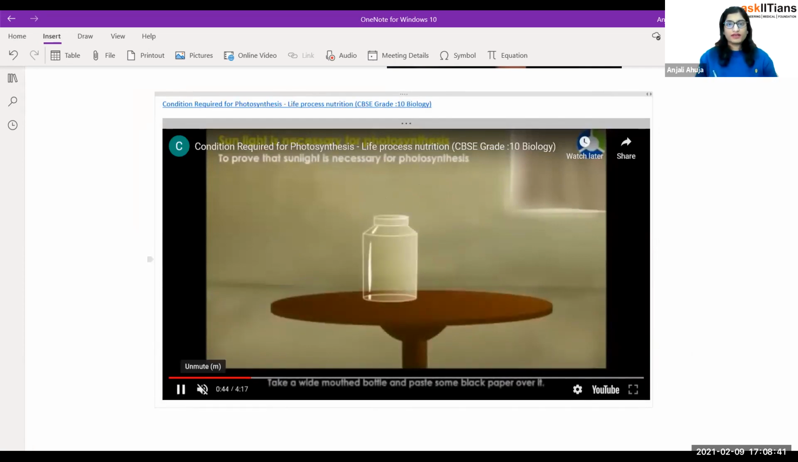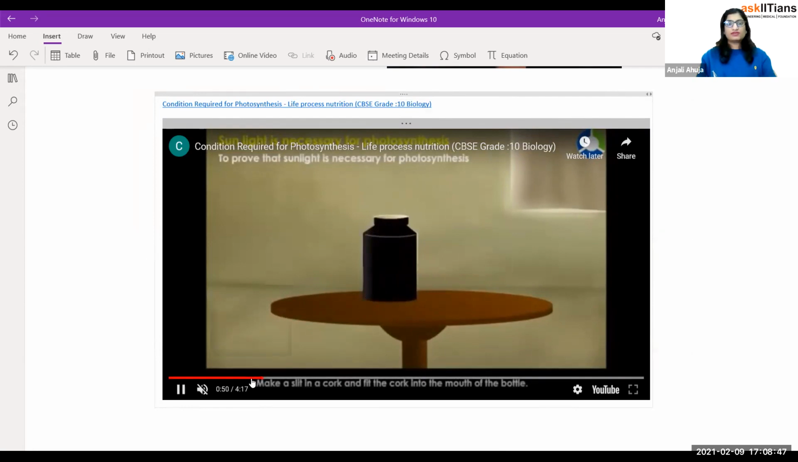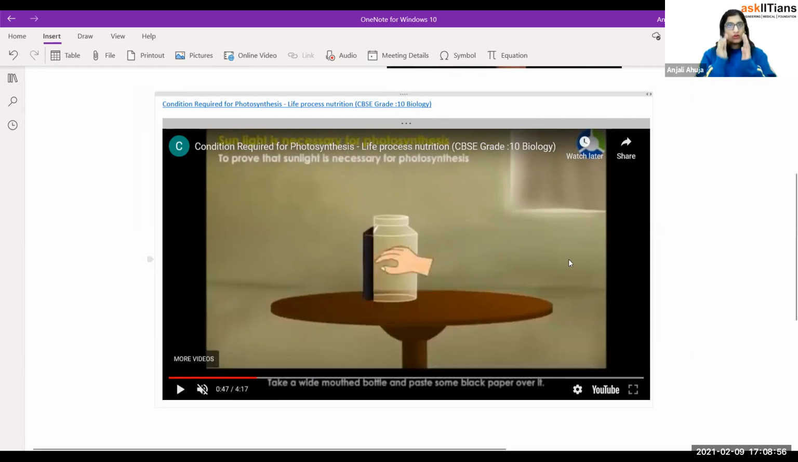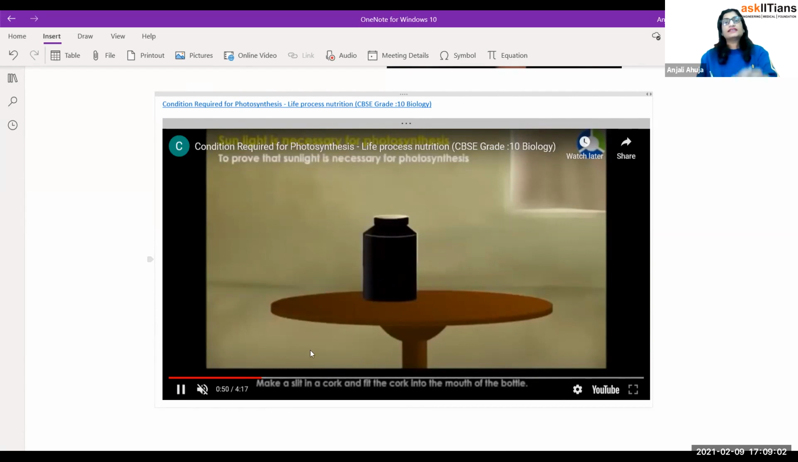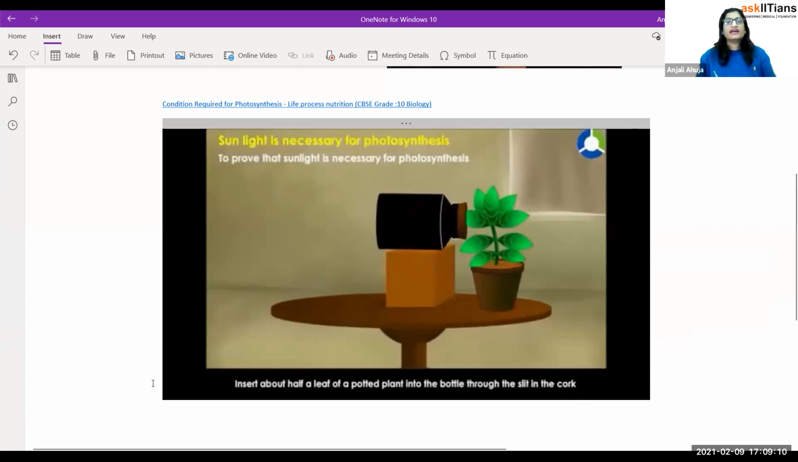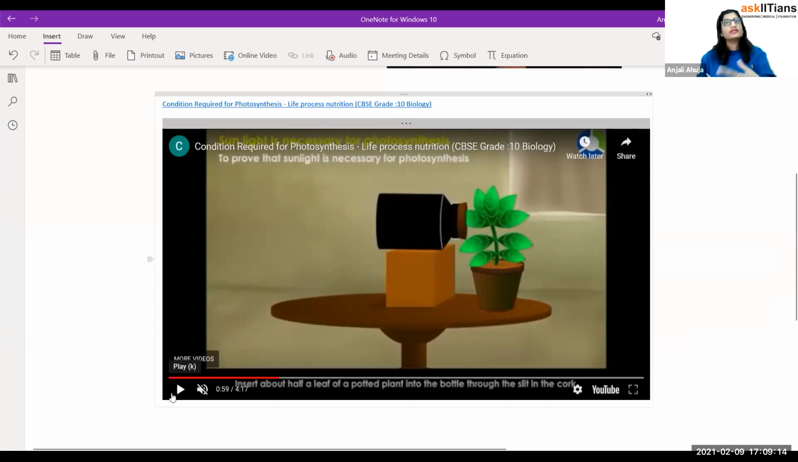In this video, they are taking a wide mouth bottle and covering it with black paper. Then they cover the mouth of the bottle with a cork and put a cut into the cork. Now they are taking this plant and inserting the leaf into the cut in the cork, and then letting it be there.